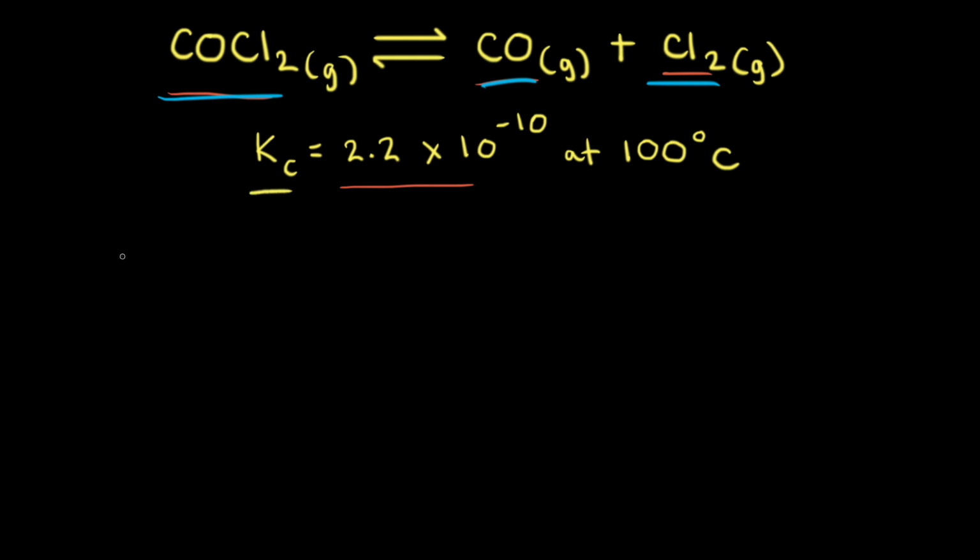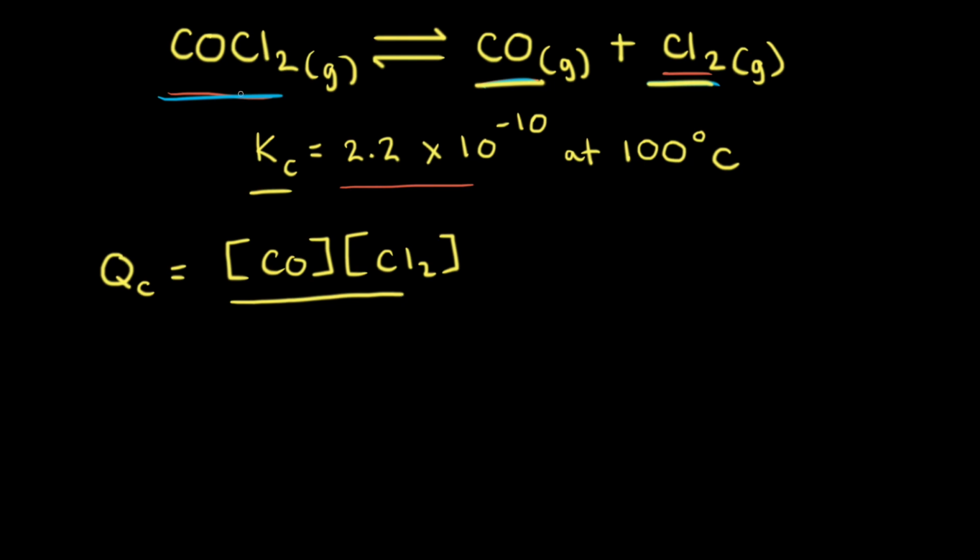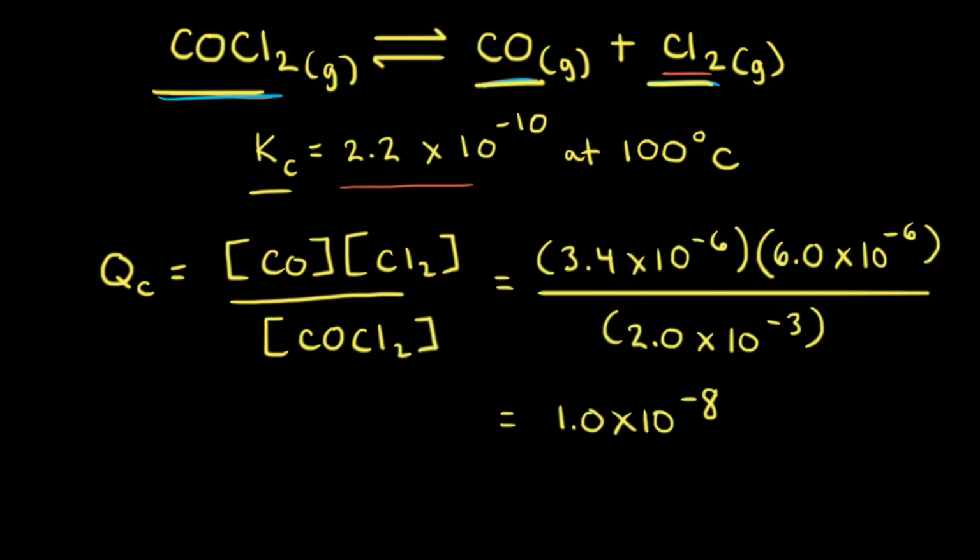Our approach is going to be to calculate Qc at that moment in time and then compare Qc to Kc. So first we need to write our Qc expression, and this is equal to the concentration of carbon monoxide raised to the first power times the concentration of chlorine raised to the first power. And that's divided by the concentration of phosgene, so the concentration of COCl2. So at this moment of time, the concentration of carbon monoxide is 3.4 times 10 to the negative 6 molar, the concentration of chlorine is 6.0 times 10 to the negative 6 molar, and the concentration of phosgene is equal to 2.0 times 10 to the negative 3rd molar.